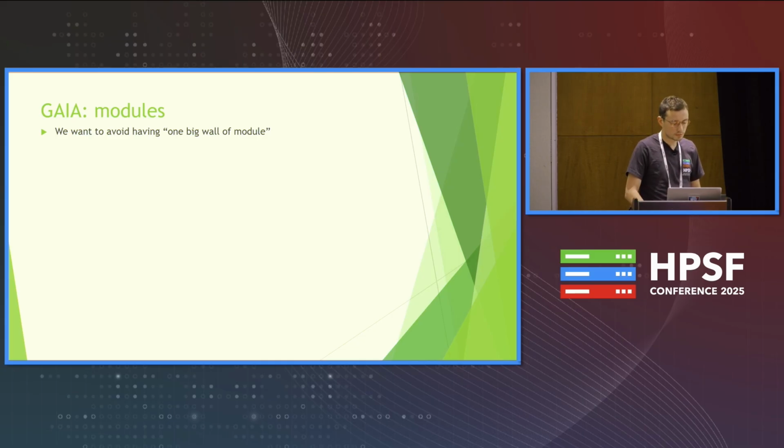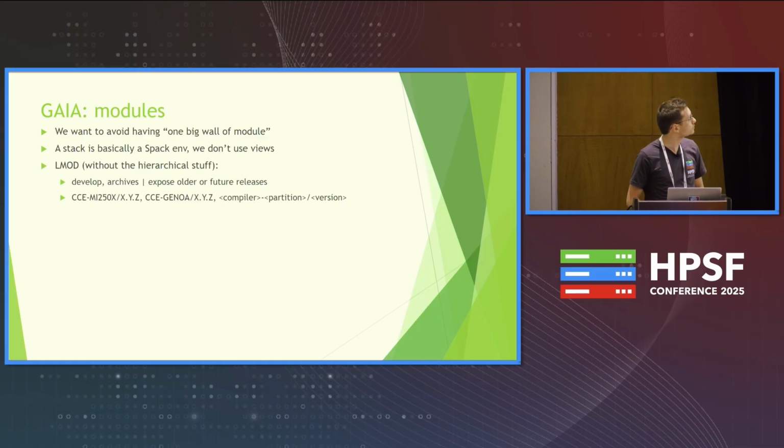Then the modules. We produce binaries, we have products, and we don't want to have one big wall of modules. We know about some sites where, when you do module avail, you just end up with 800 modules, and you don't know which one is compatible with which, and how to make them interact. So we wanted to avoid that.